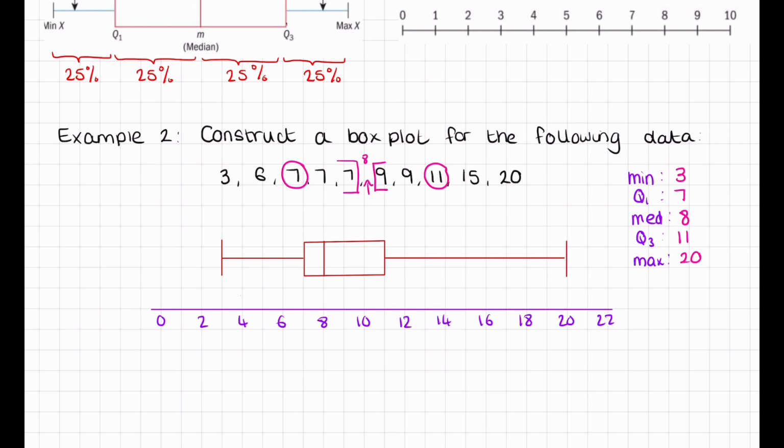Now make sure you do not draw your line going through the middle of the box. That would be marked incorrect. And that's how we create a box plot.